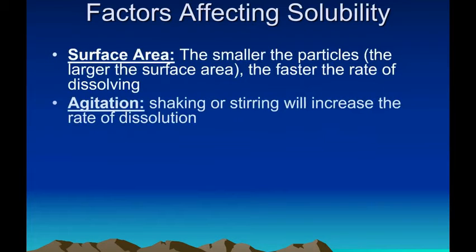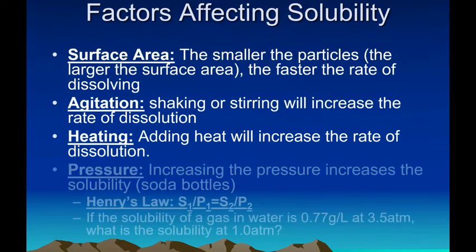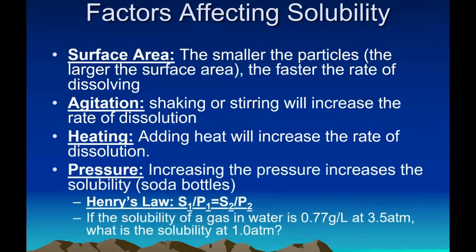So what are some factors that affect solubility? First, surface area. If I have something that I want to dissolve, so say I wanted to dissolve some sugar, and I've got sugar cubes and I've got powdered sugar and I've got sugar crystals. Well, your powdered sugar is actually going to dissolve faster. And the reason for that is because the particle sizes are smaller.